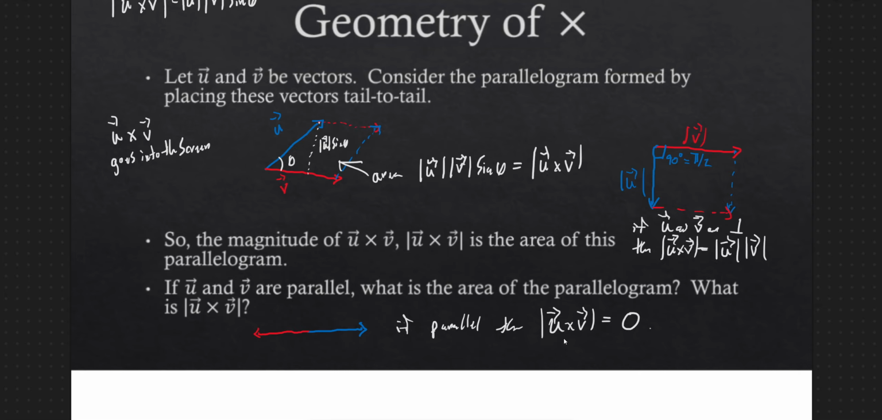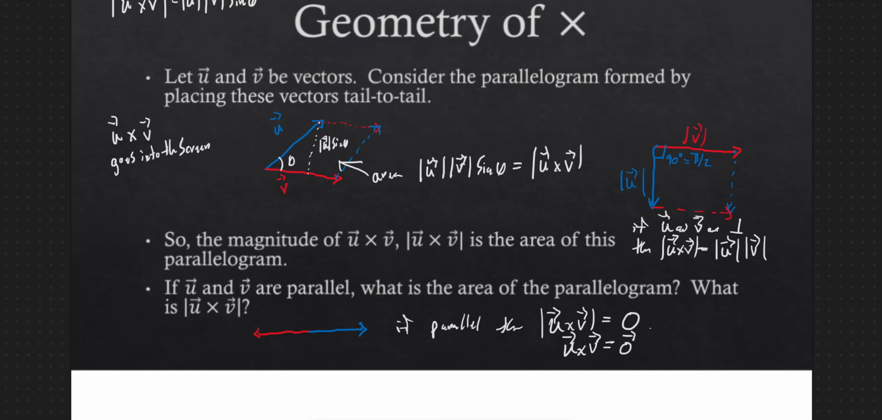And in fact, we can say not just the magnitude, but the vector that comes out of this would be the 0 vector. U cross v is the 0 vector. Otherwise, we'd have to do the right-hand rule to determine the direction of u cross v.